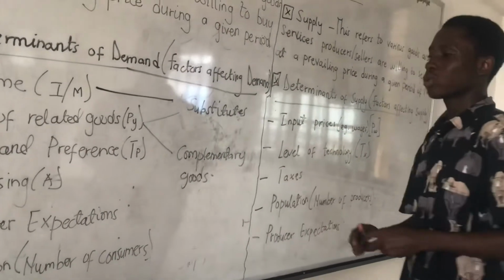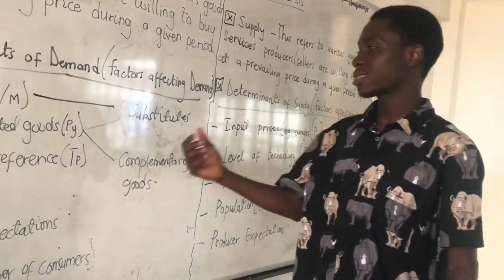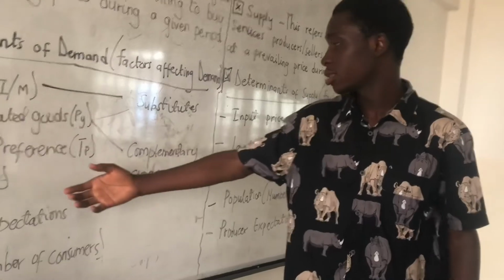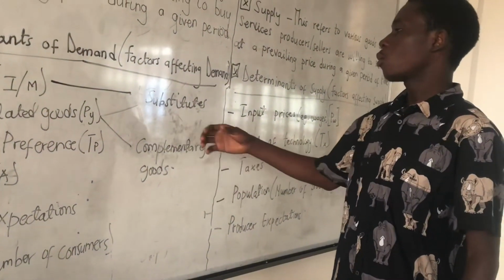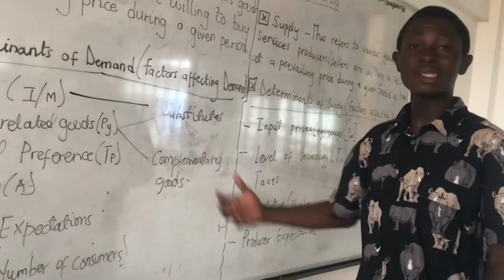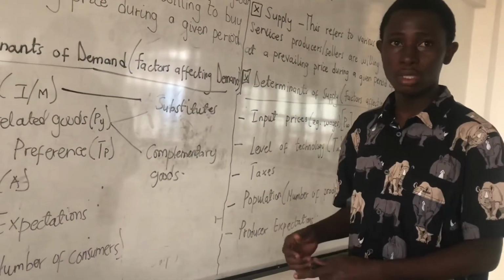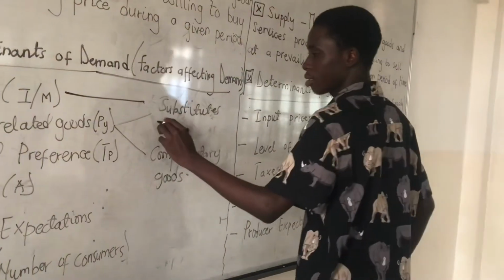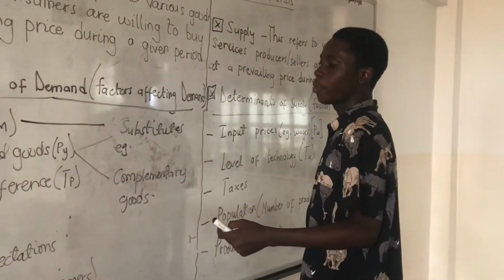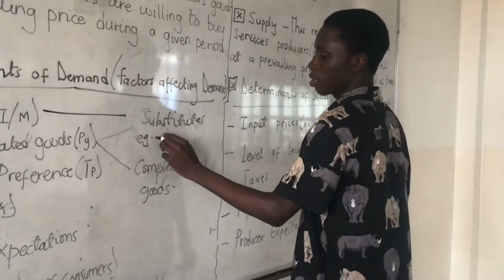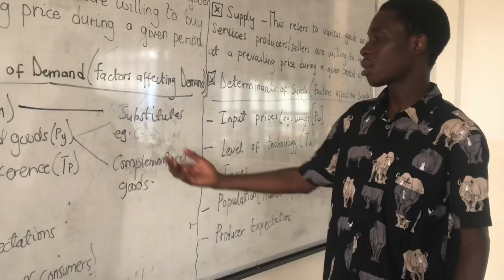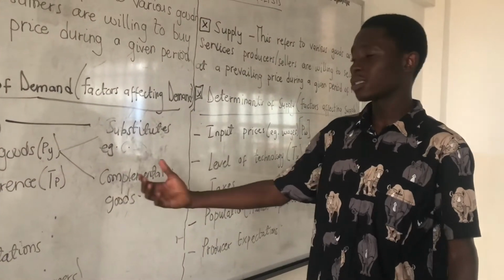Someone might ask, what is a substitute, or why do we say a good is a substitute? Substitute goods are goods that are used interchangeably. For instance, let's take an example. Someone might prefer to use Carnation milk, and someone might also prefer to use Ideal milk. They all serve the same purpose.